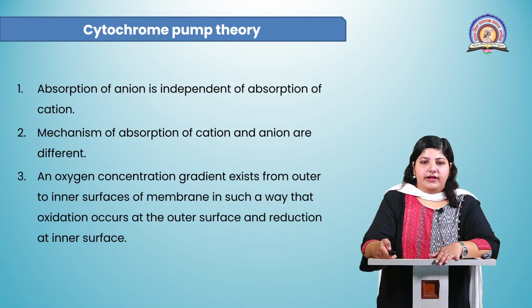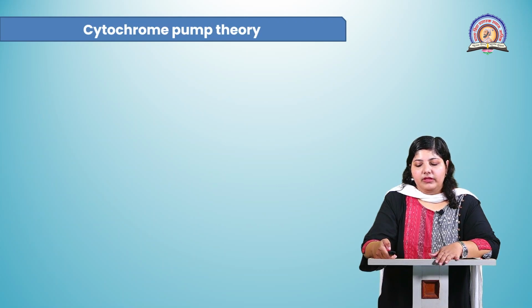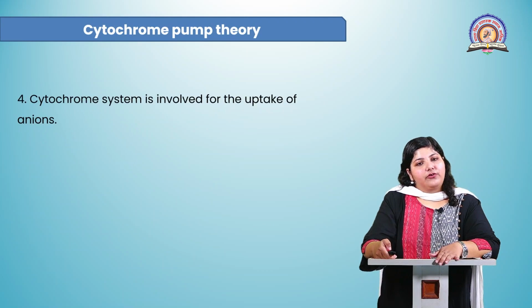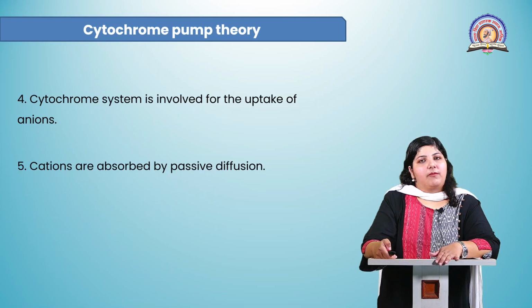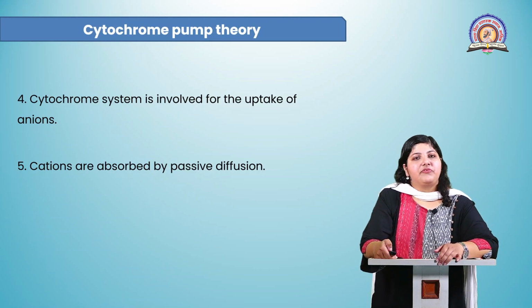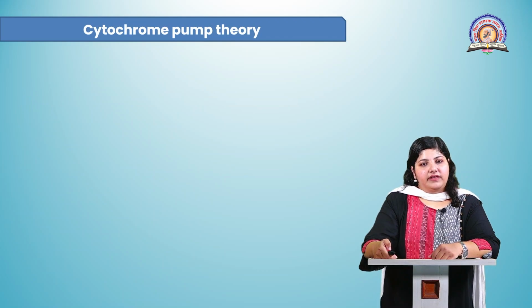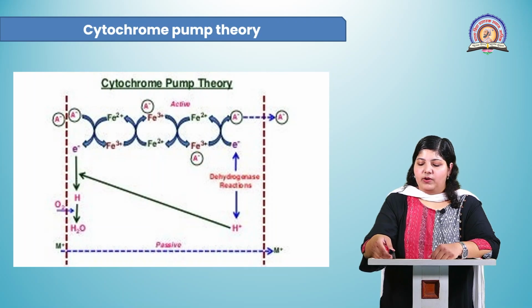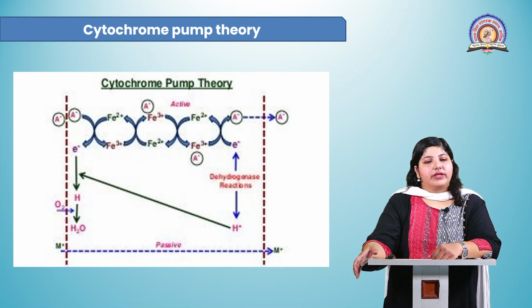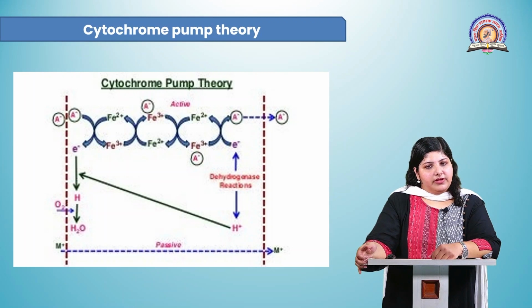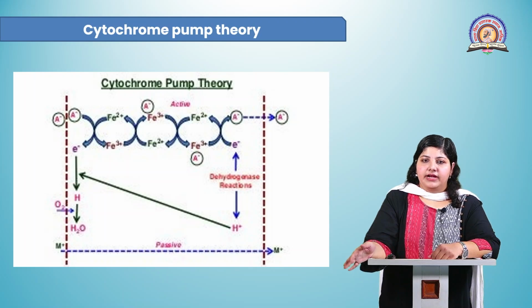Then, an oxygen gradient exists from outer to inner surfaces of the membrane in such a way that oxidation occurs at the outer surface and reduction at the inner surface. The next assumption is that a cytochrome system is involved for the uptake of anions, and the cations are absorbed by passive diffusion. So these are some of the assumptions which support the cytochrome pump theory. Now let us understand the mechanism of the cytochrome pump theory with the help of this diagram. In this diagram, you can see on the left hand side is the external medium, and on the right hand side is the internal side.